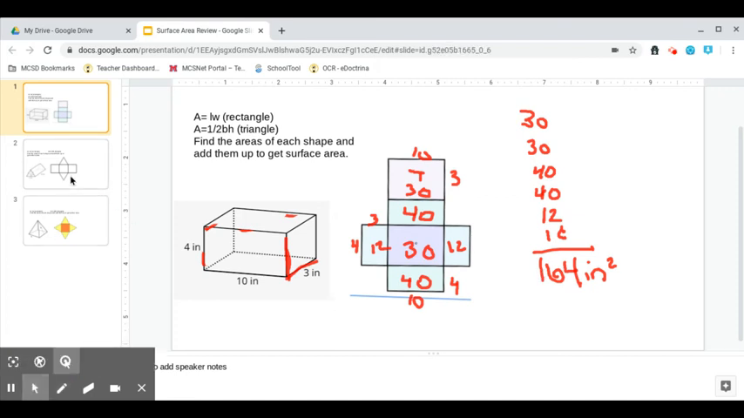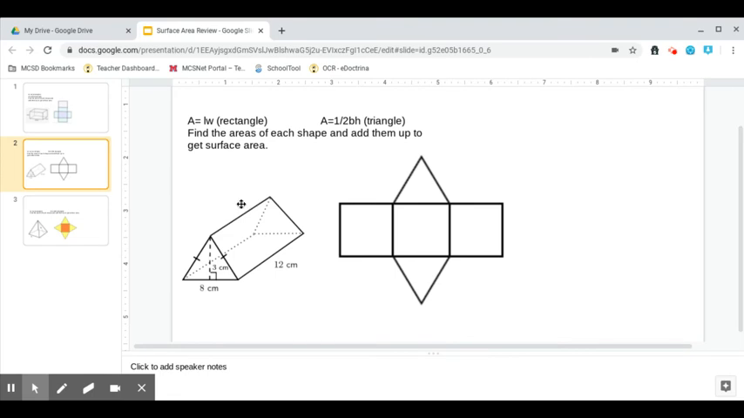Okay, for our next shape, we are going to find the surface area of a triangular prism. If I take this and fold this triangle down, it comes to here. This side would go out to the right, that side that's in the back would go to the left, and that triangle would go up. So I end up with this shape. For the triangles, it's 1/2 base times height. For the rectangles, it's length times width.